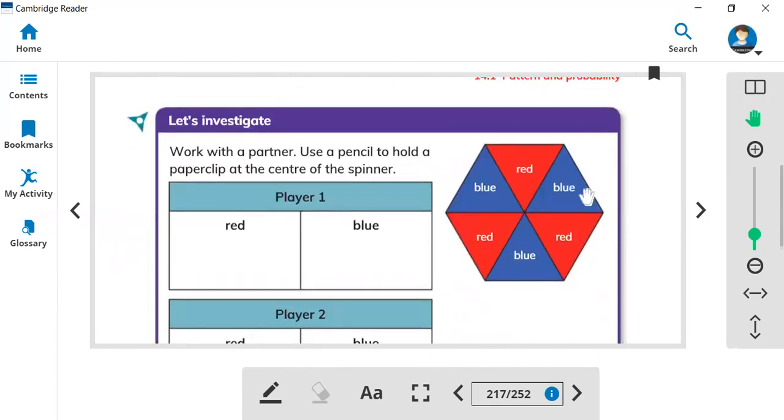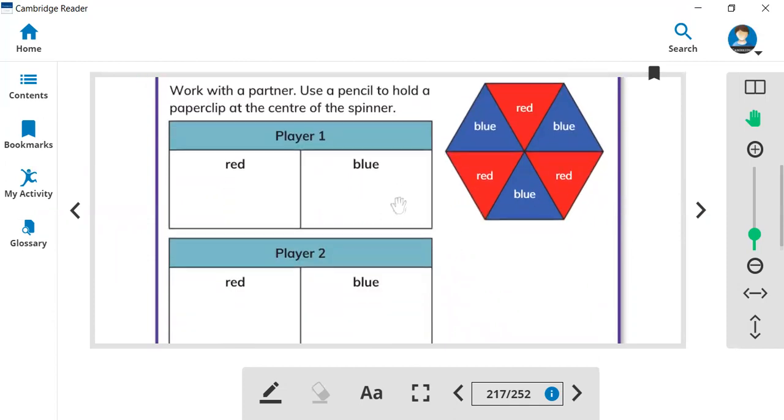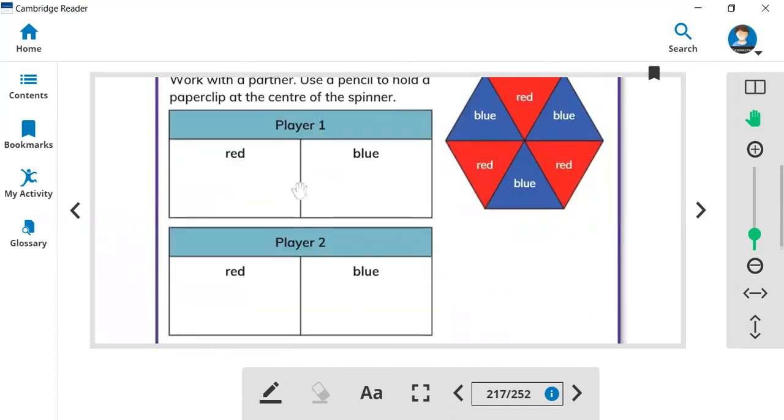So here is the investigation, okay, here is the spinner. When you spin this spinner, you have to check how many times red and how many times blue. So you will need two friends, okay? You need a partner. Player one can be you and player two is your friend. You have to spin and check how many times the spinner will stop on red and how many times on blue. You have to write answers here. You can write numbers here.